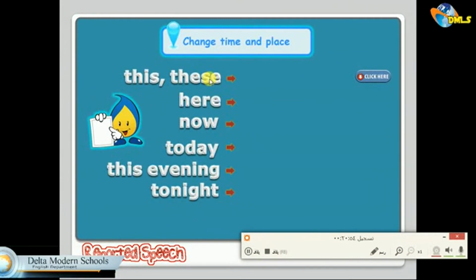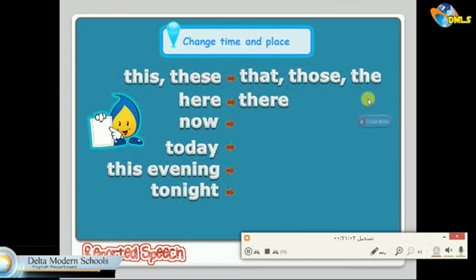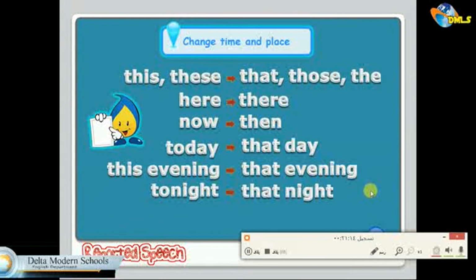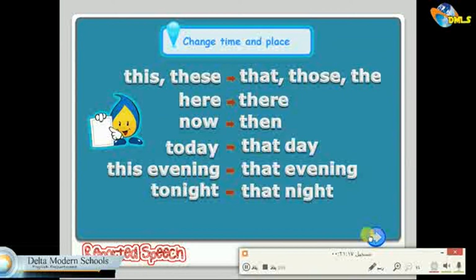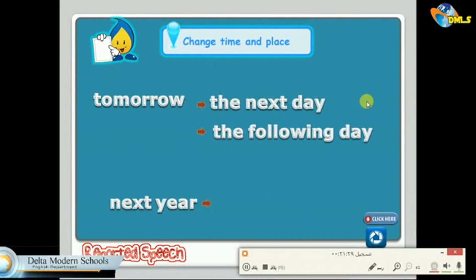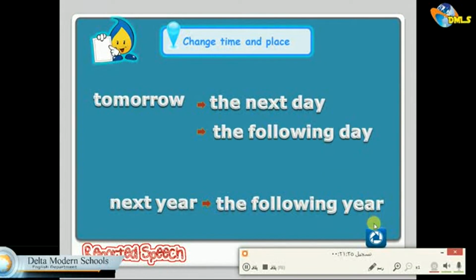Of course, you have to change time and place, like this and these will be that and those. Here will be there. Now will be then. And today will be that day. This evening will be that evening. And tonight will be that night. And tomorrow will be the next day or the following day. And next year will be the following year.